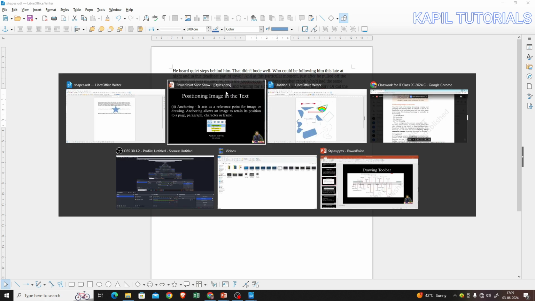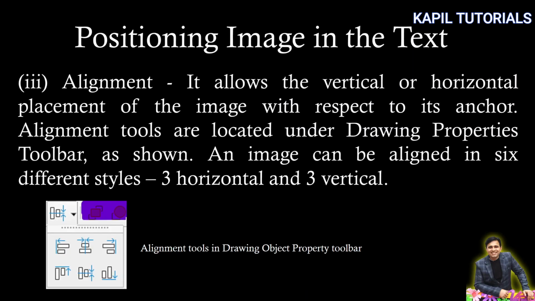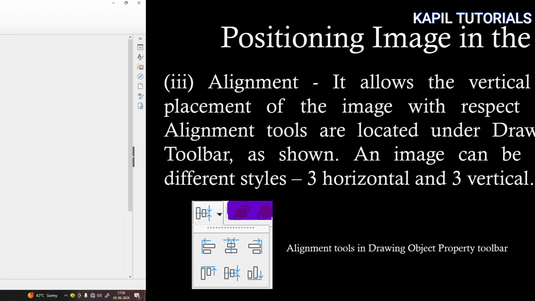Next topic I'll see now. Positioning image in the text. Alignment. It allows the vertical or horizontal placement of the image with respect to its anchor. Alignment tools are located under the drawing properties toolbar as shown. An image can be aligned in 6 different styles, 3 horizontal and 3 vertical. So practically I'll explain this, how the anchor will also work along with this.